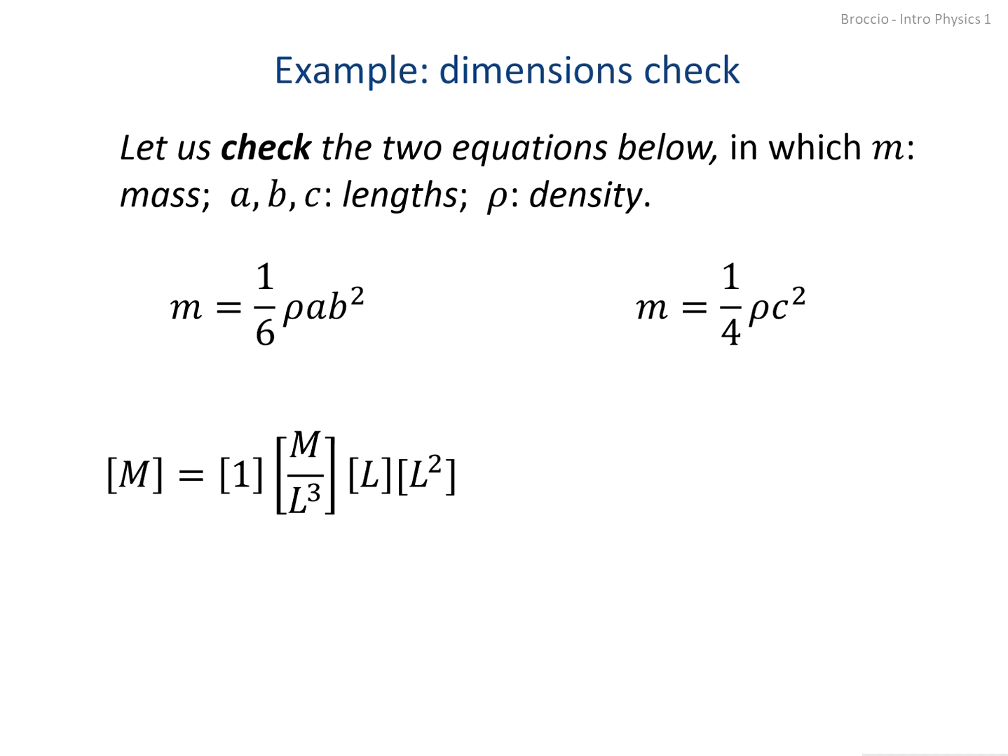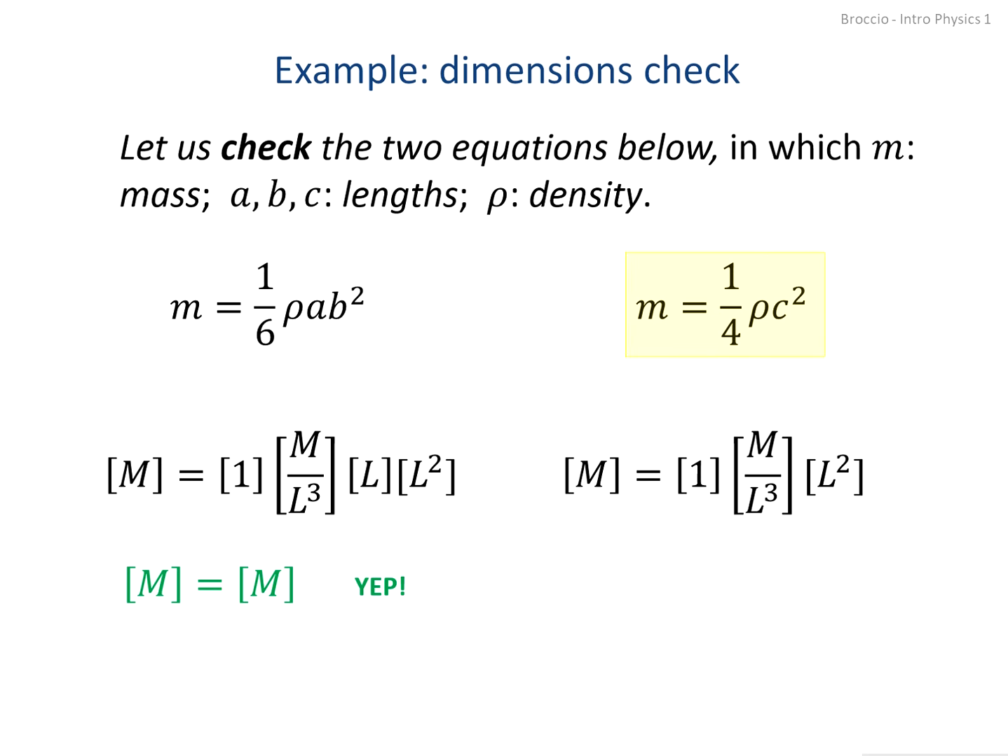Using dimensional analysis notation, we can write the left-hand side as uppercase M, a mass, the factor 1/6 as 1 in square brackets, the density as mass divided by the cube of a length, A as a length, and B squared as the square of a length. So you get uppercase M equals uppercase M. So this equation passed the dimension check.